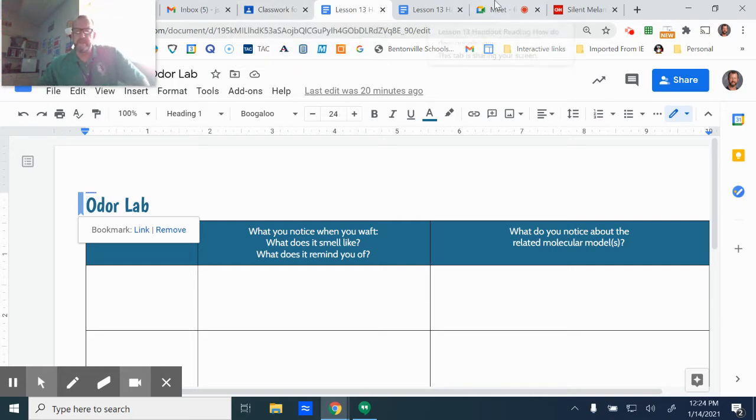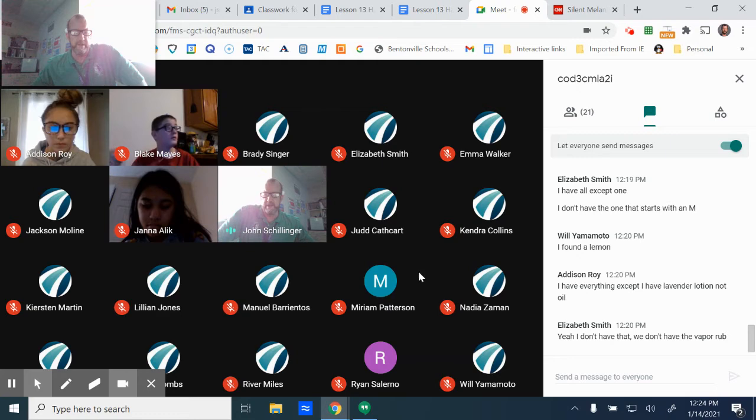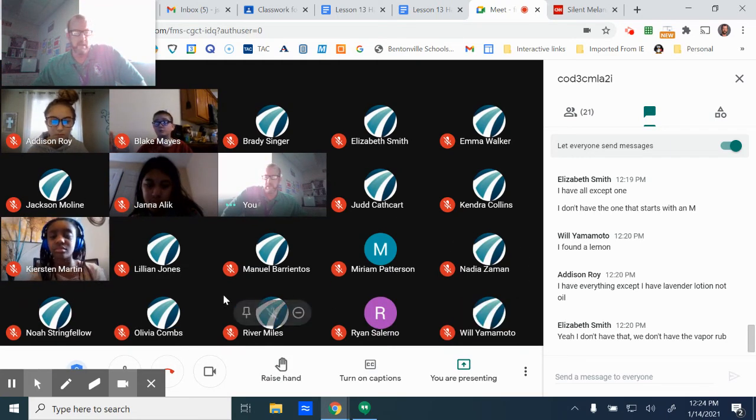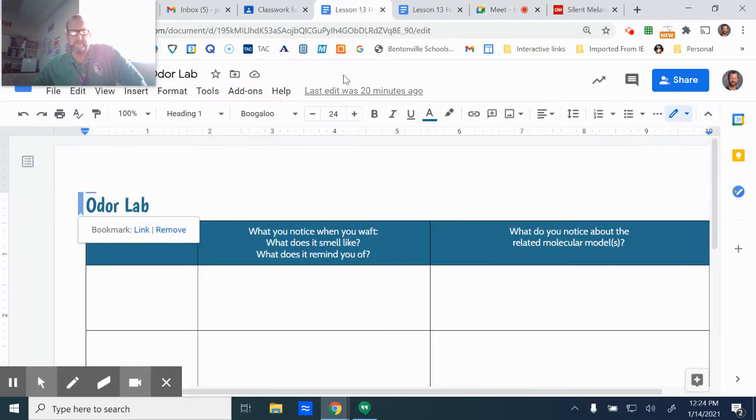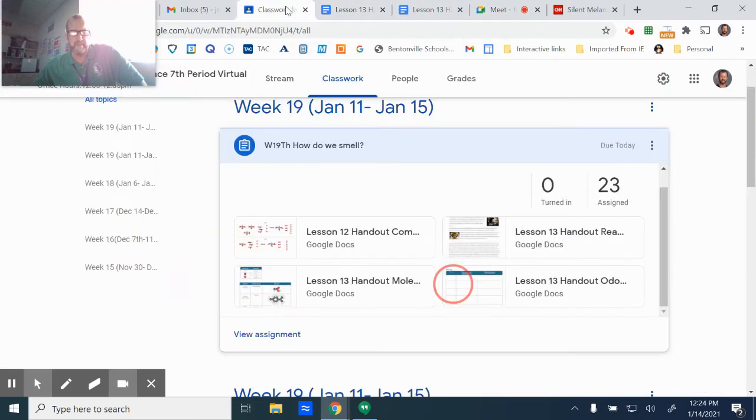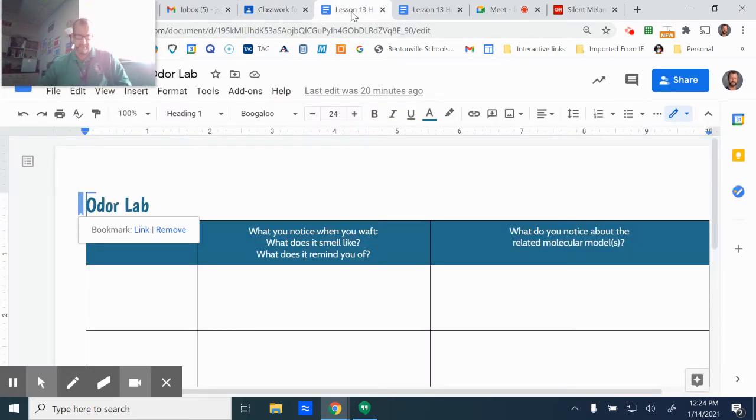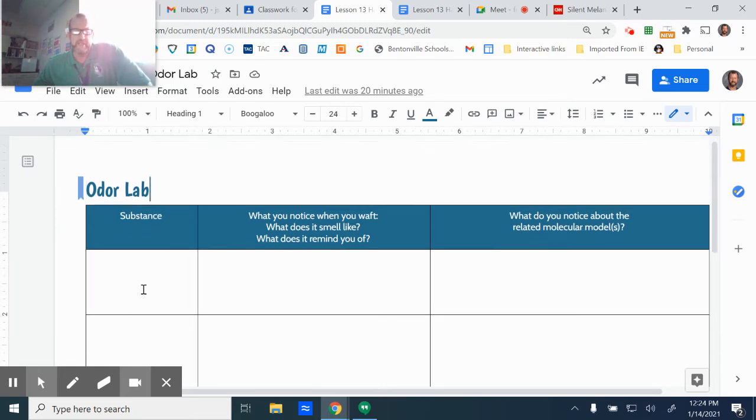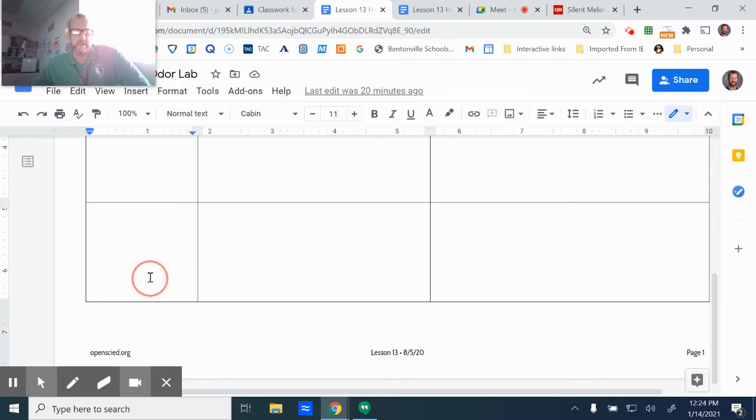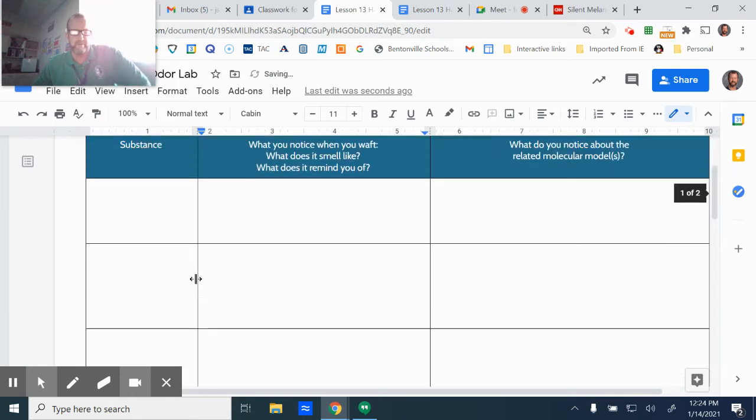Okay, so hopefully we should be wrapping up the reading by now. Okay, so the next document, it is labeled Lesson 13, Handout Odor, and it looks like this. It's called Odor Lab. It has 3 columns on it, and it has 4 rows, but I'm actually going to want you to get in the last row and tab over a couple times, and it'll make you a 5th row.